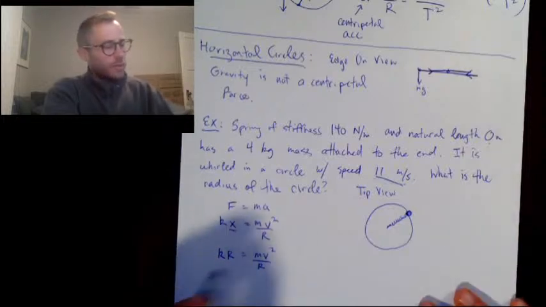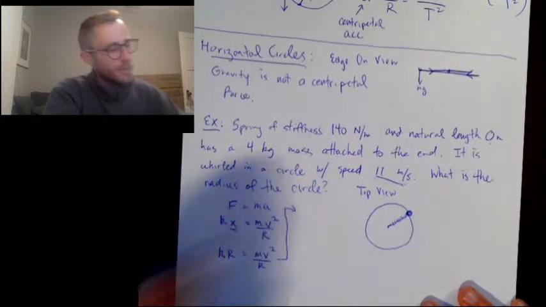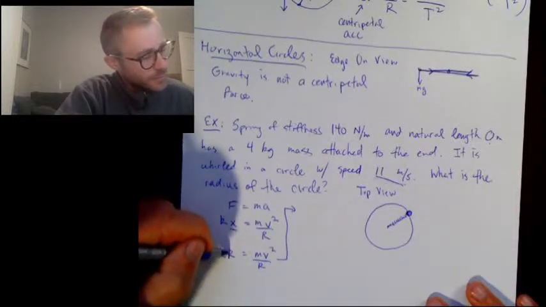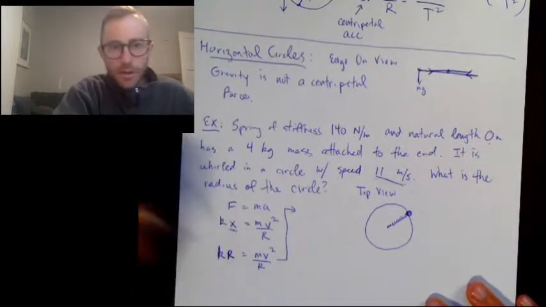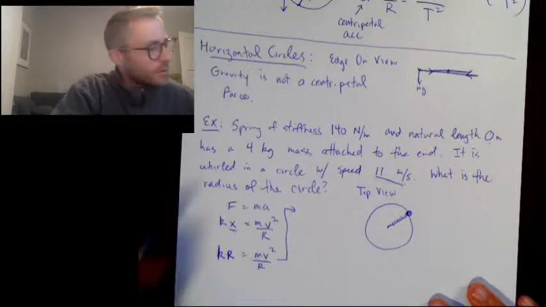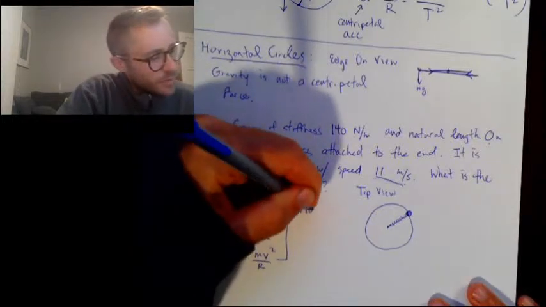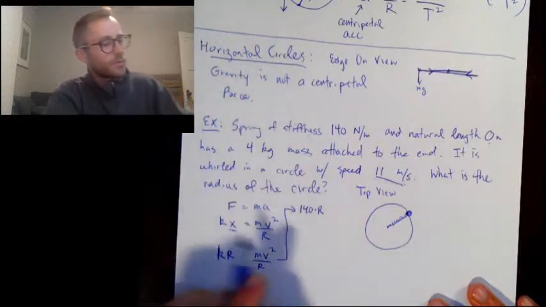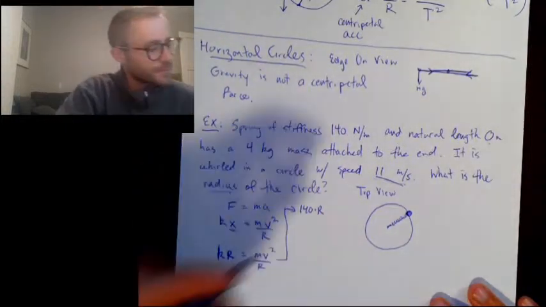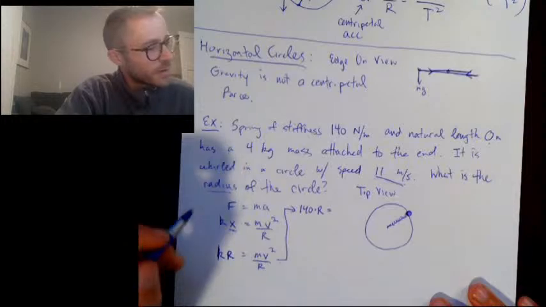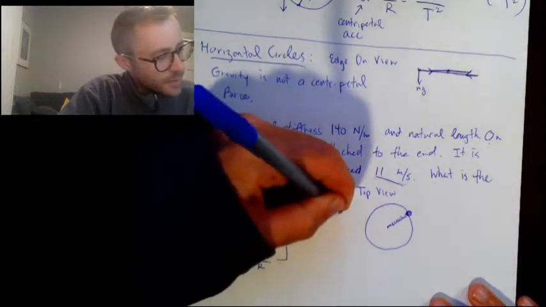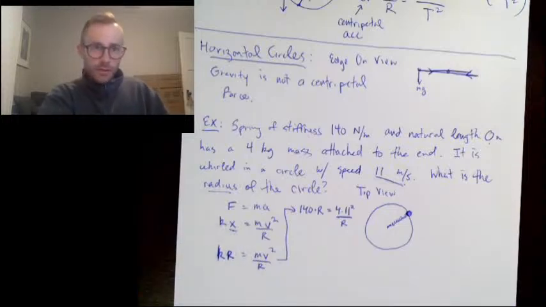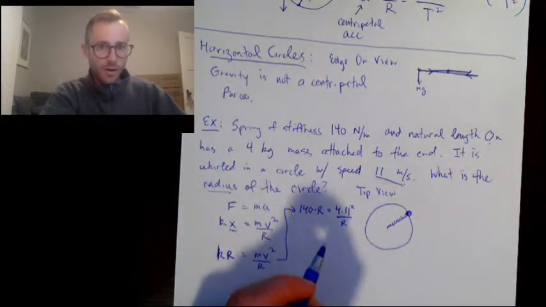And so now I can plug in numbers. So I have k times r, so I have 140 times r. We're trying to solve for r, so I leave it as a variable. Equals 4 times 11 squared over r. So this is a simple equation for r.